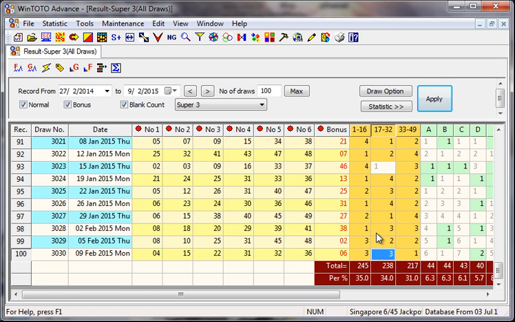Alright, for the next draw, I would encourage that our focus should be more on the small numbers ranging from 1 to 16 and 17 to 32. However, on the 33 to 49, we should only give about 20% of our focus on it. Alright?